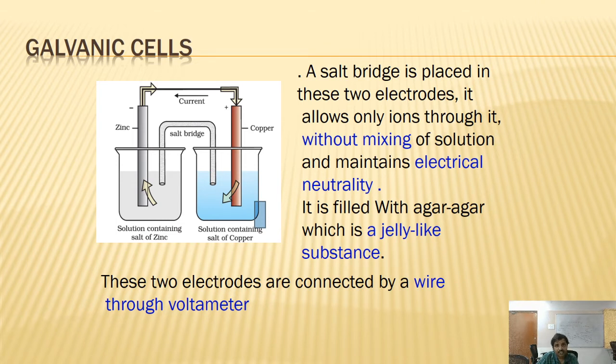Now next, the salt bridge. A salt bridge is placed between these two electrodes. It allows only ions through it without mixing of the solutions, and maintains electrical neutrality. These two vessels are connected by a salt bridge, which is filled with agar-agar solution, a jelly-like substance, which maintains the electrical neutrality. And the zinc electrode and copper electrode are connected by a wire through a voltmeter.